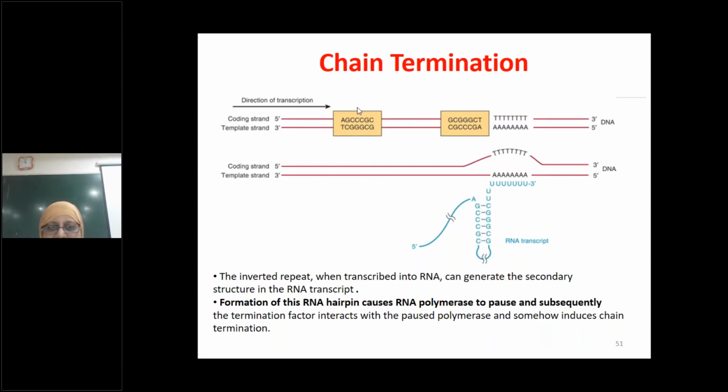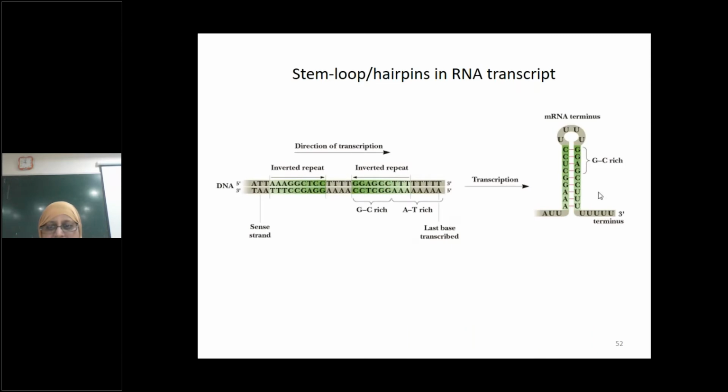So wherever inverted repeats are present over here, these are the sequences that indicate that termination is supposed to occur. At that point, it will form a hairpin loop over here, and the RNA polymerase will stop transcription. So this is another example of how RNA stem or hairpin loops are formed.